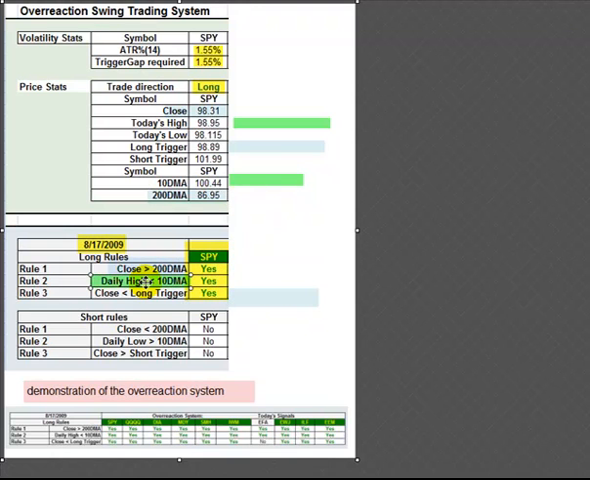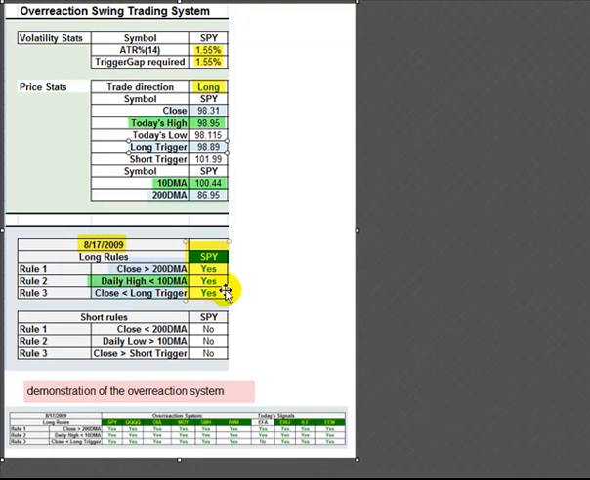Second rule is that the daily high must be less than the 10-day moving average. So today's high was 98.95, and the 10-day moving average was 100.44. So the daily high is less than the 10-day moving average, yes. Third rule is that the close must be less than the long trigger. So the close was 98.31, the long trigger was 98.89, so yes, the close is less than the long trigger.